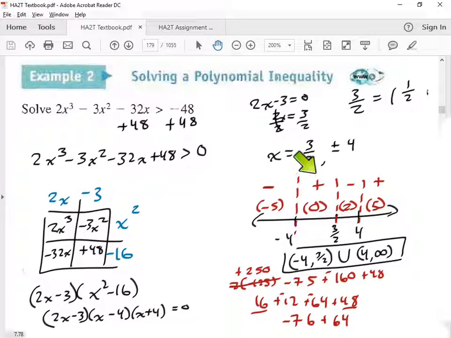How do we get that? We got that because these intervals that have the plus signs, those are our answers.